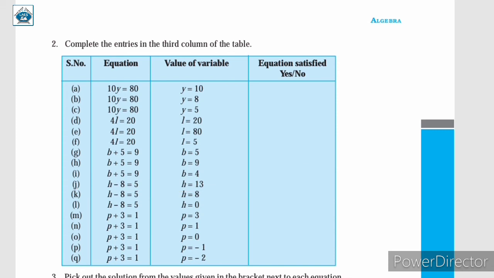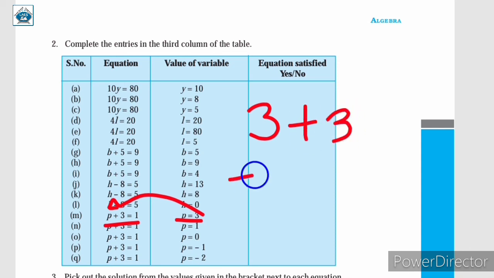And here in the M part, we have P plus 3 is equal to 1. And firstly, we need to take P is equal to 3. p प्लस 3 इज इक्वल टू 1 के बदले जब हम लोग p की जगह पे 3 सब्सटीट्यूट करेंगे देन वी विल हैव 3 प्लस 3 एंड वी नो दैट 3 प्लस 3 इज इक्वल टू 6.